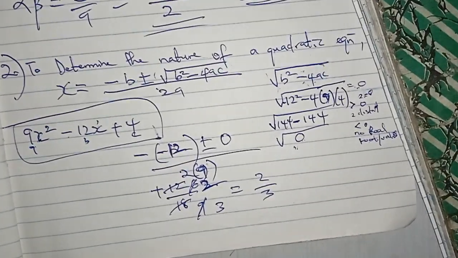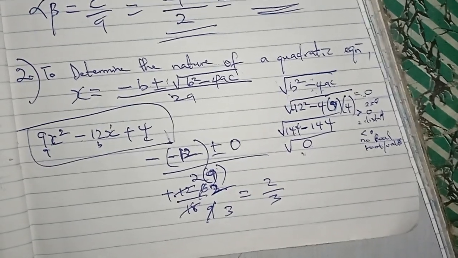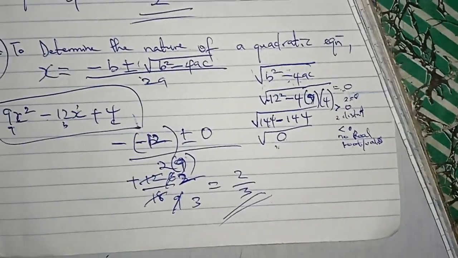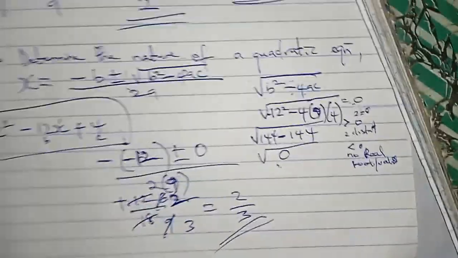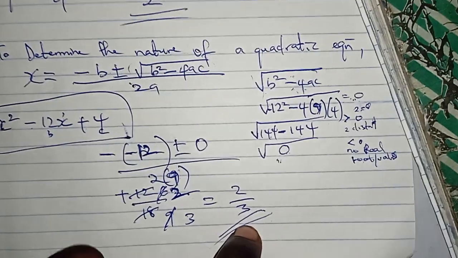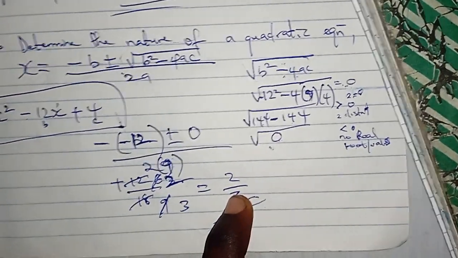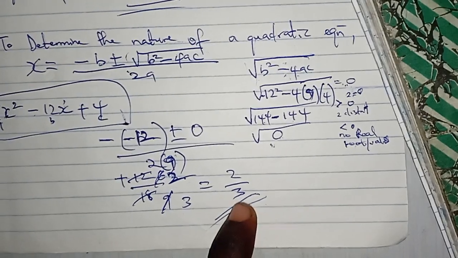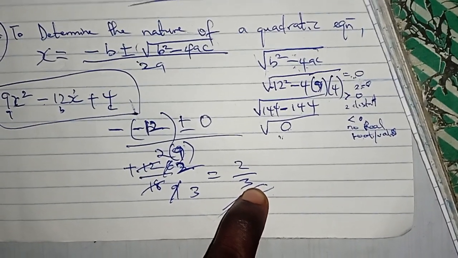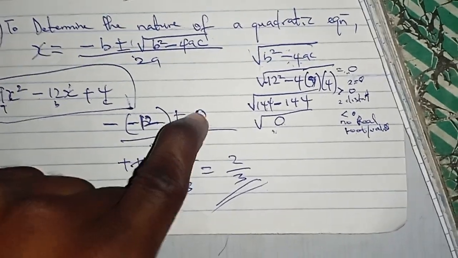So you can see that if I do this, I just have one value for my x, because there is no longer anything to do plus or minus. 0 does not have plus or minus.